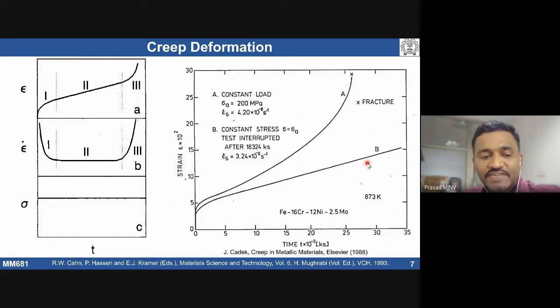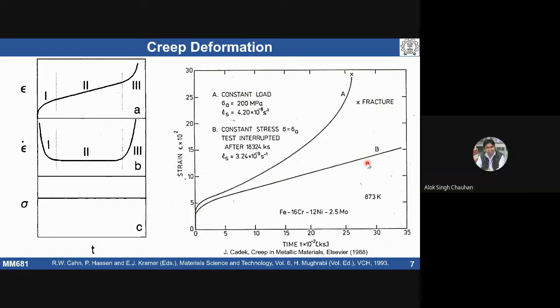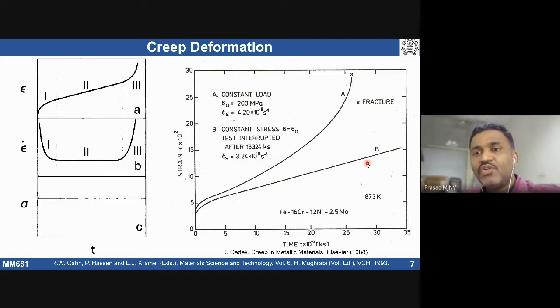Why are you seeing such differences between constant load and constant stress for the creep curves? The cross-section area of the sample will definitely reduce. So constant stress means we are reducing the load to maintain the stress constant, while in constant load, definitely that is going to be more severe. Your stress is basically locally increasing.